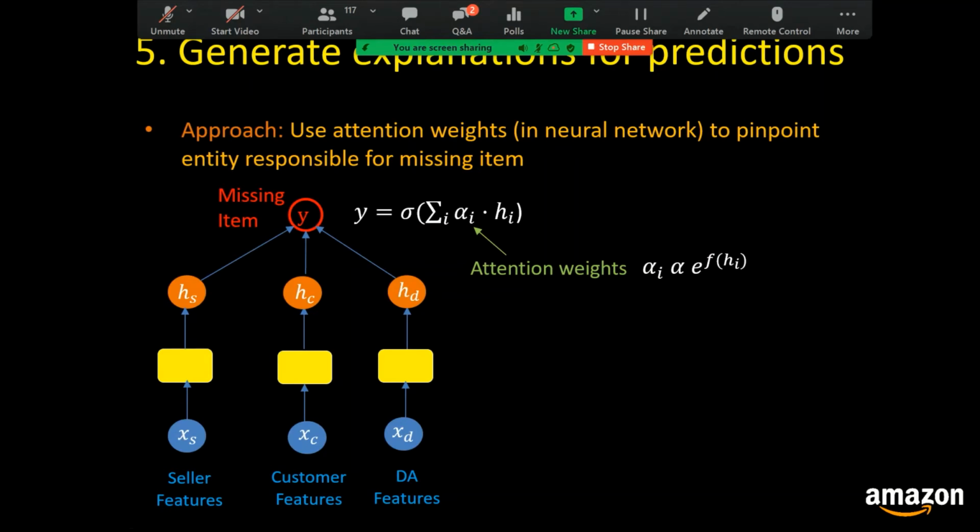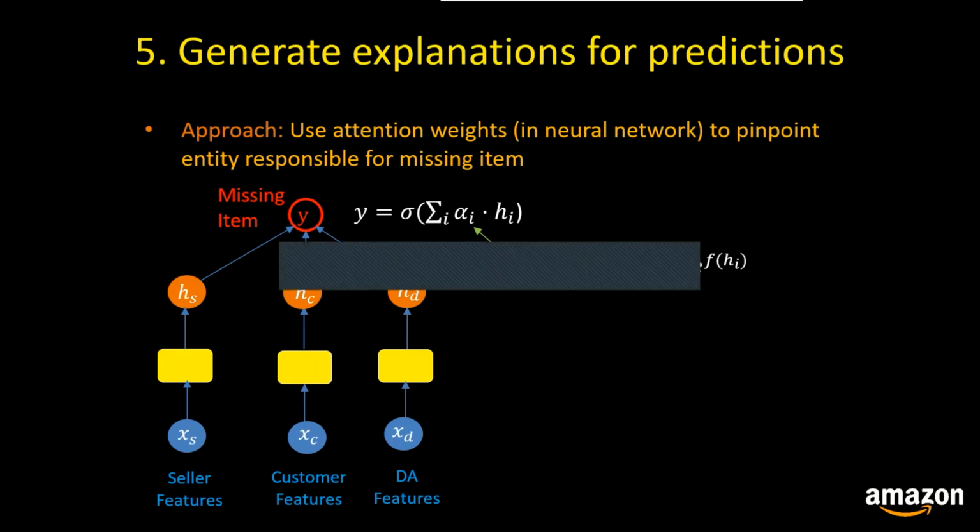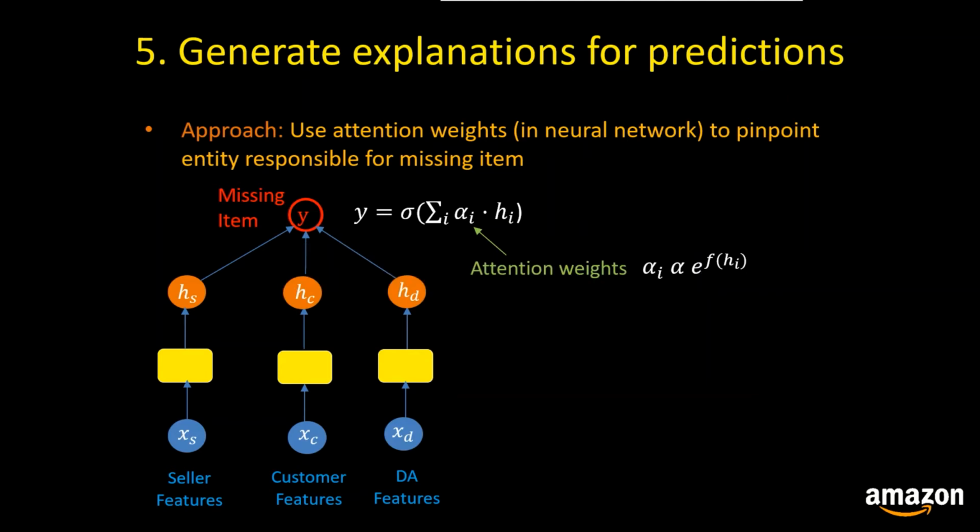Now, the attention weight for each entity here captures the likelihood that the entity is responsible for the missing item. Okay, so essentially it's giving you an explanation of the prediction. And entities who are responsible for the missing item will end up with high attention weights, while entities who are not responsible for the missing item will end up with low attention weights. And once we have pinpointed the entity responsible for the missing item, we can trigger the appropriate action, such as investigating the entity. Next slide.